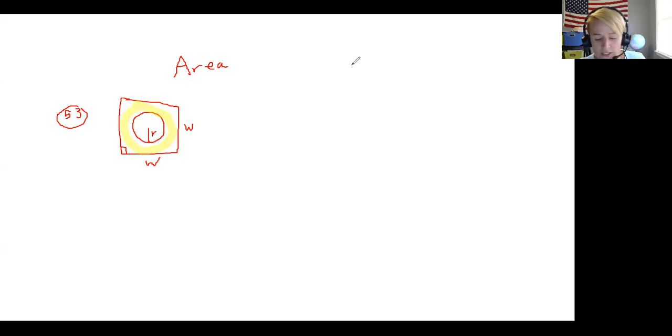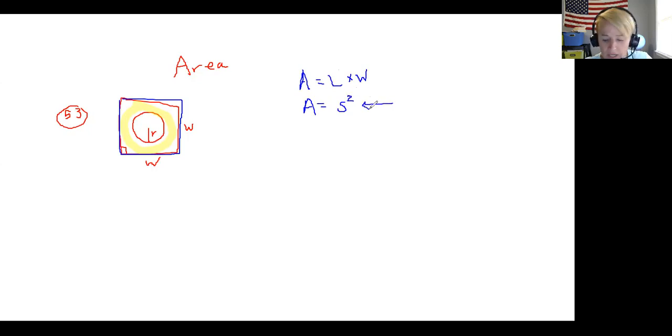Okay, so when I'm trying to do this, the first thing I need to do is find the area of the entire thing, and then I can just take away the middle. The area of a square or any kind of rectangle is going to be length times width. Well, in this particular situation, since W and W is the same, and this is the area of a square, then it's the side squared. This is the formula for the area of a square.